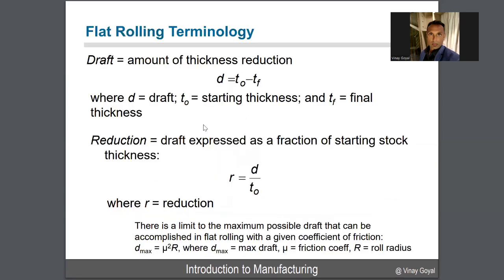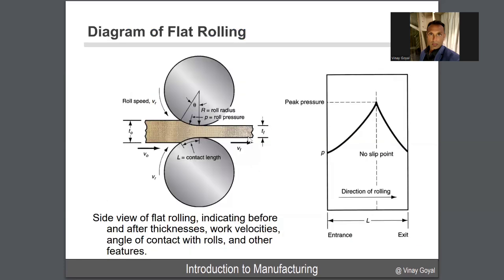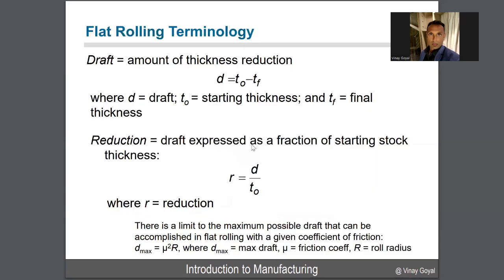So in flat rolling terminology, the draft is the amount of thickness reduction. So here I went from T naught initially to TF. The final thickness subtracted from the starting thickness is called draft. And the reduction can also be looked at as the fraction of the starting stock thickness. So if you took D, the difference between the original thickness and the final thickness, divided by the original thickness, that gives you the reduction. That's another formula that people generally use.